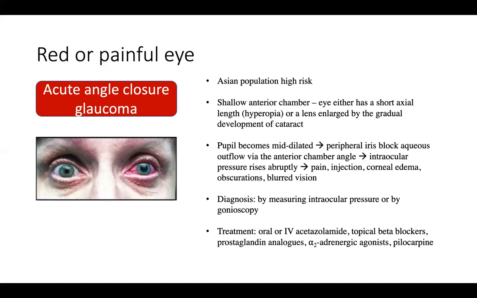Treatment includes oral or IV acetazolamide, topical beta blockers, prostaglandin analogs, alpha-2 adrenergic agonists, and pilocarpine to induce miosis. If these measures fail, a laser can be used to create a hole in the peripheral iris to relieve a pupillary block.